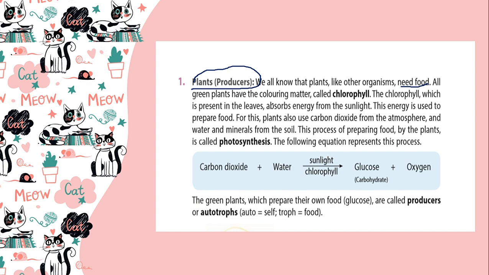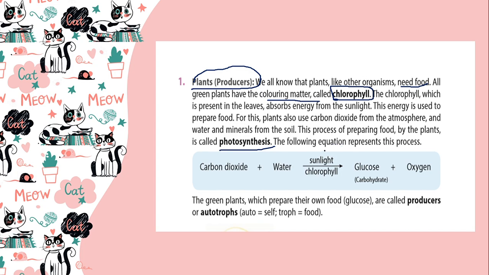All green plants have coloring matter called chlorophyll. Chlorophyll is a green pigment that is present in the leaves of plants which makes the leaves green. The chlorophyll present in leaves absorbs energy from the sunlight. This energy is used to prepare food. For this, plants also use carbon dioxide from the atmosphere, and water and minerals from the soil through roots. This process of preparing food by plants is called photosynthesis.